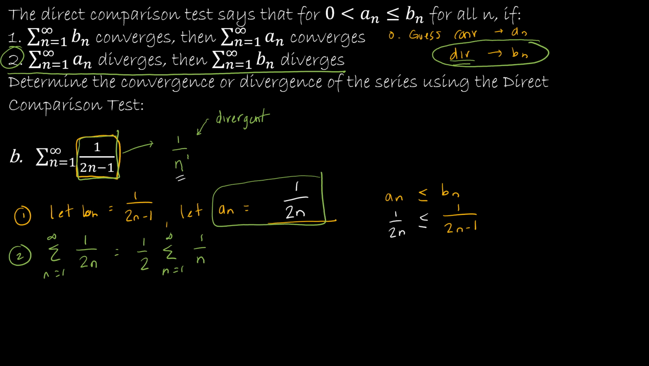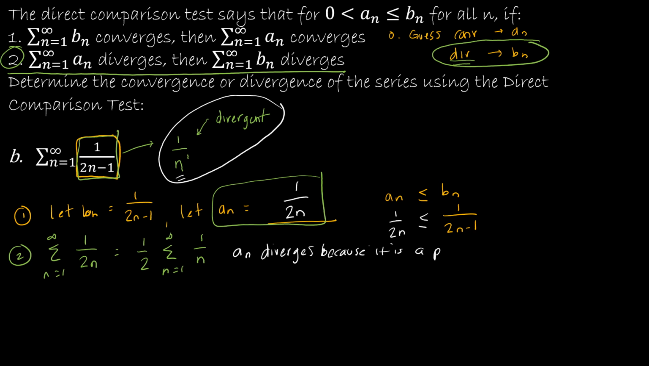Well, we've already talked about this. I know that this, how do I want to write that, a sub n diverges because it is a p-series with p equals 1, remember that's n to the first, which is less than or equal to 1.